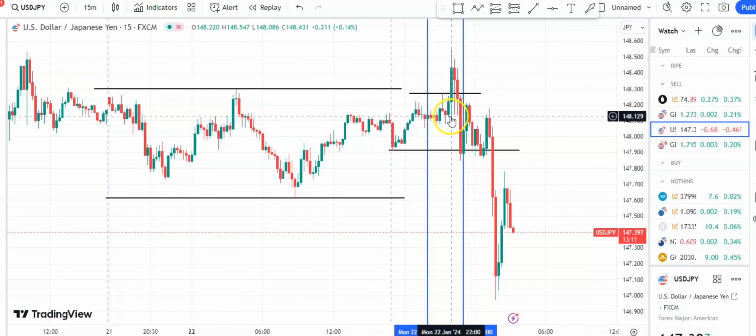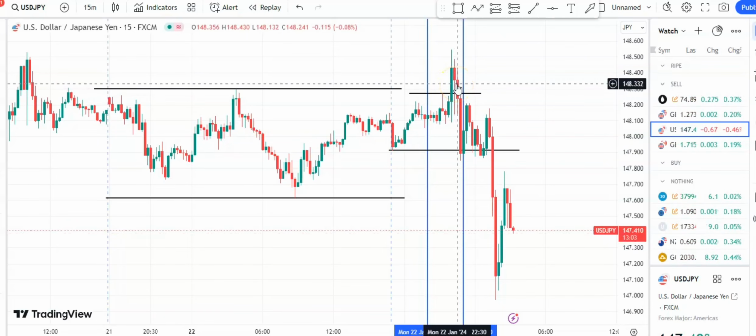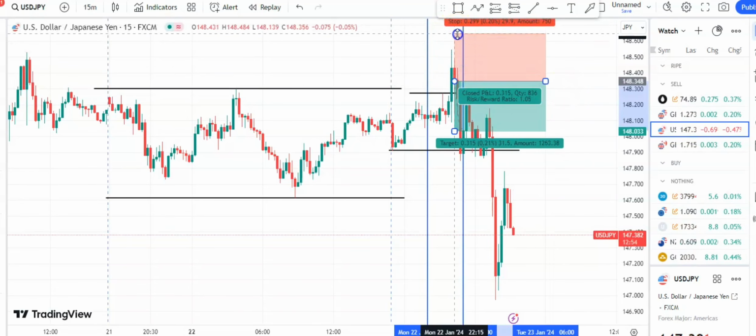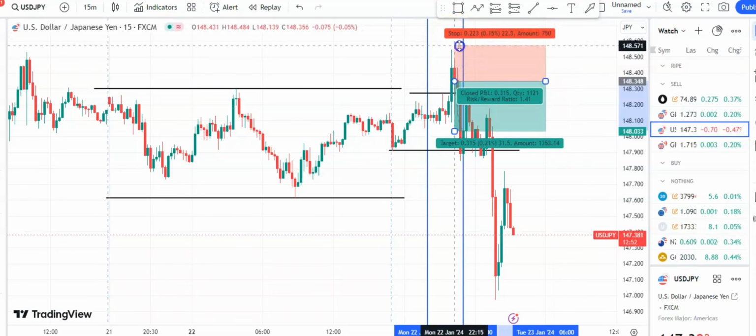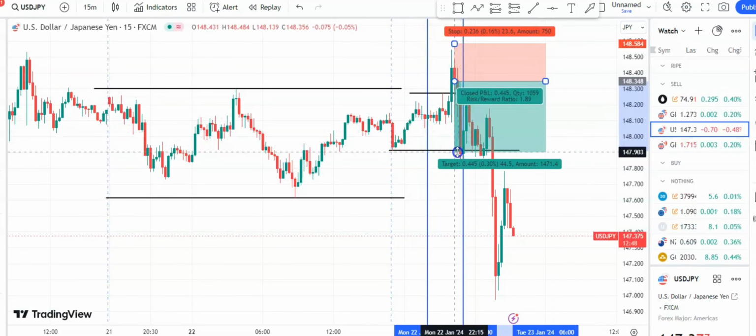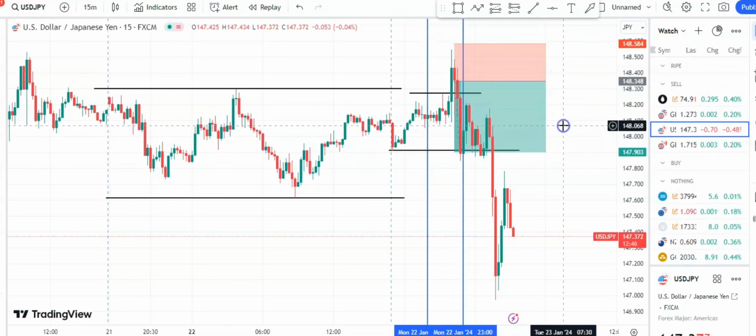And then we have this breakout, and the next candle is a hanging man pin. That is my entry. So once this candle closes, that's my entry. My stop is a few pips above the high of the day, and my take profit is at the low of the day.